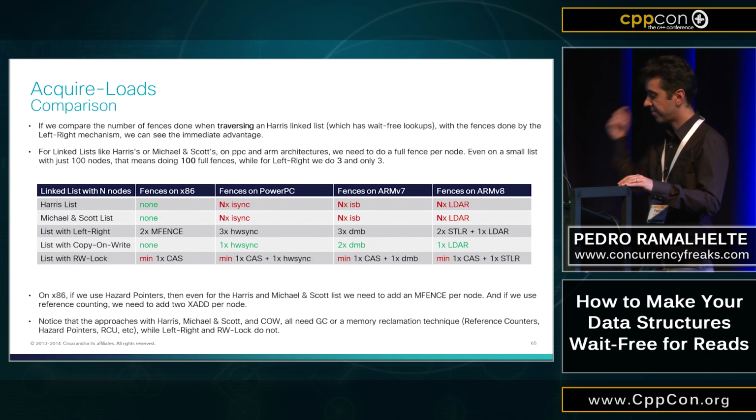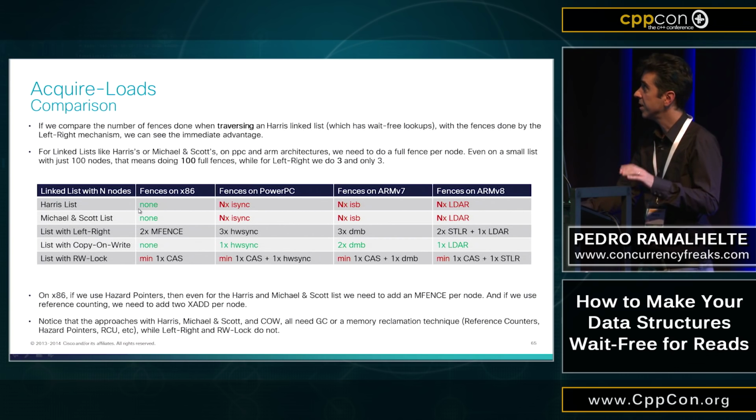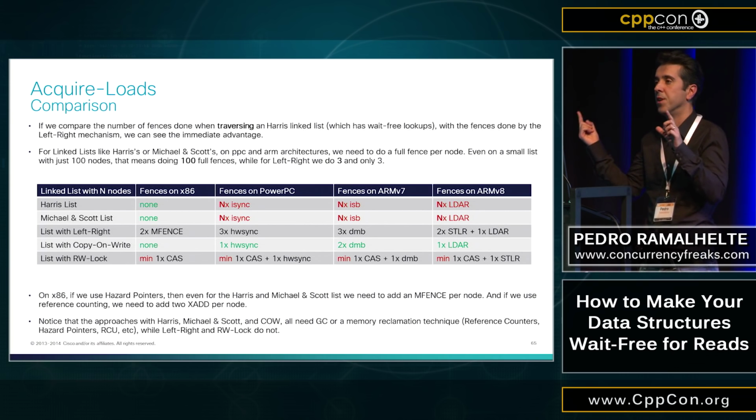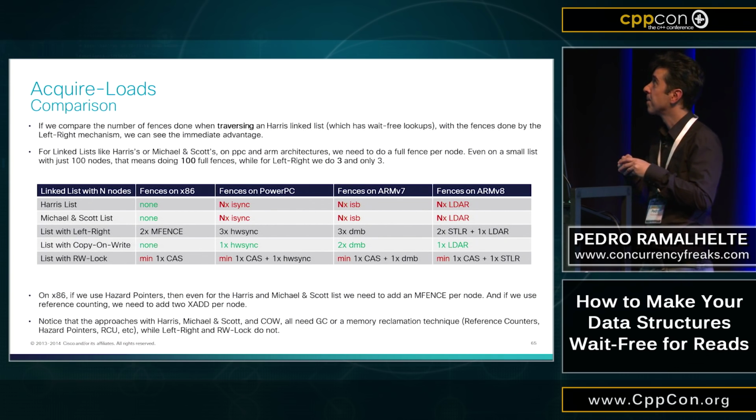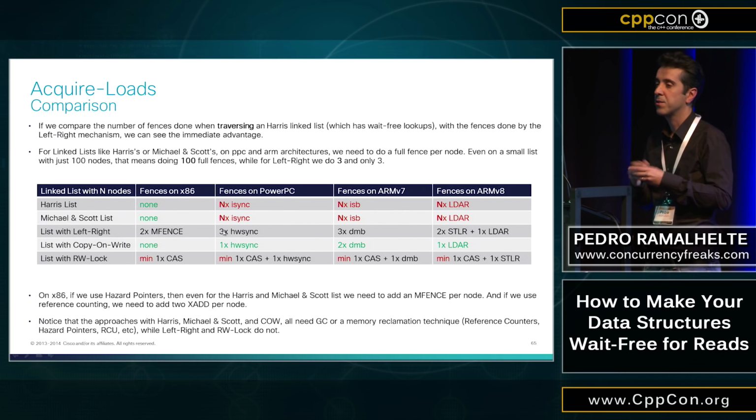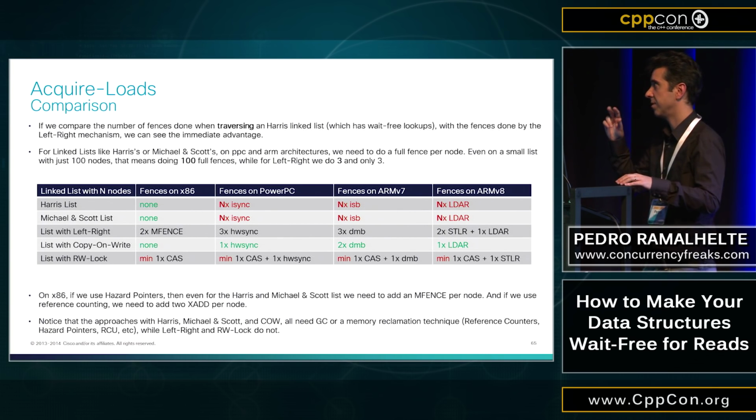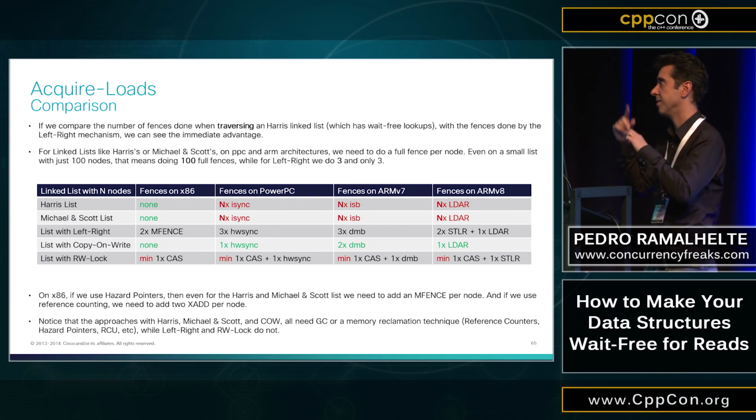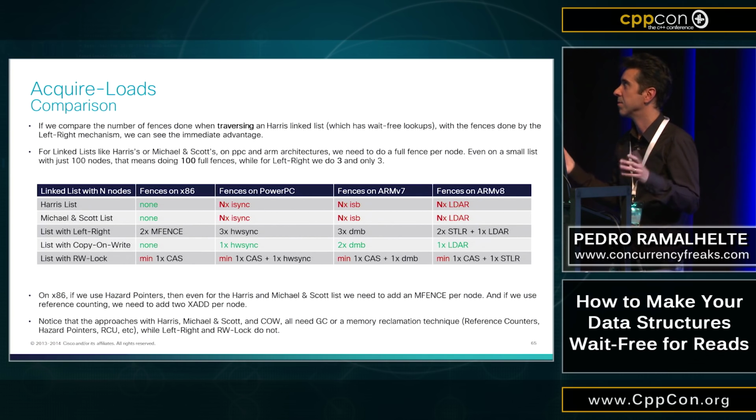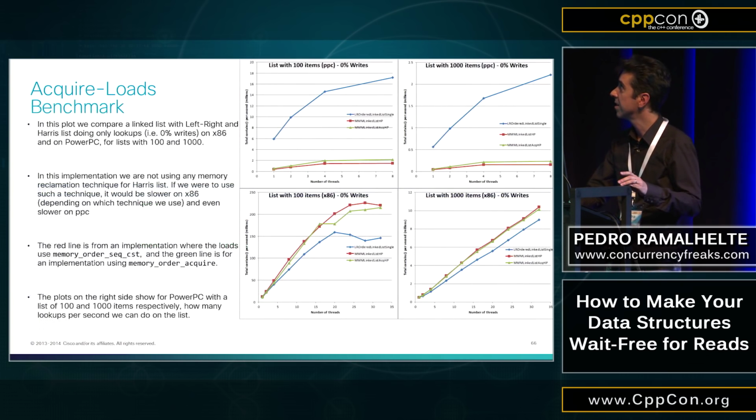For example, if you think about the Michael and Scott list, which is the one we saw before, on PowerPC it's going to do n times a sync barrier, where n is the number of nodes that are being traversed. While if you look at a list with left-right, it's going to do 3 hwsyncs because it's related to the variables left-right and version index. So one is a fixed number, the other one is n. So which one is going to win? I think that's more or less obvious.